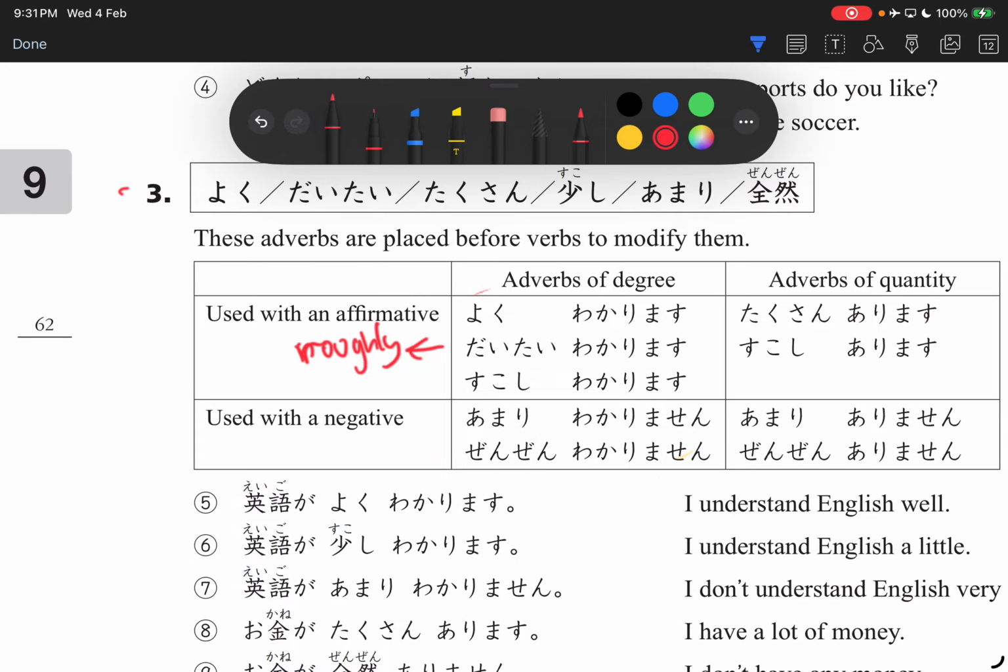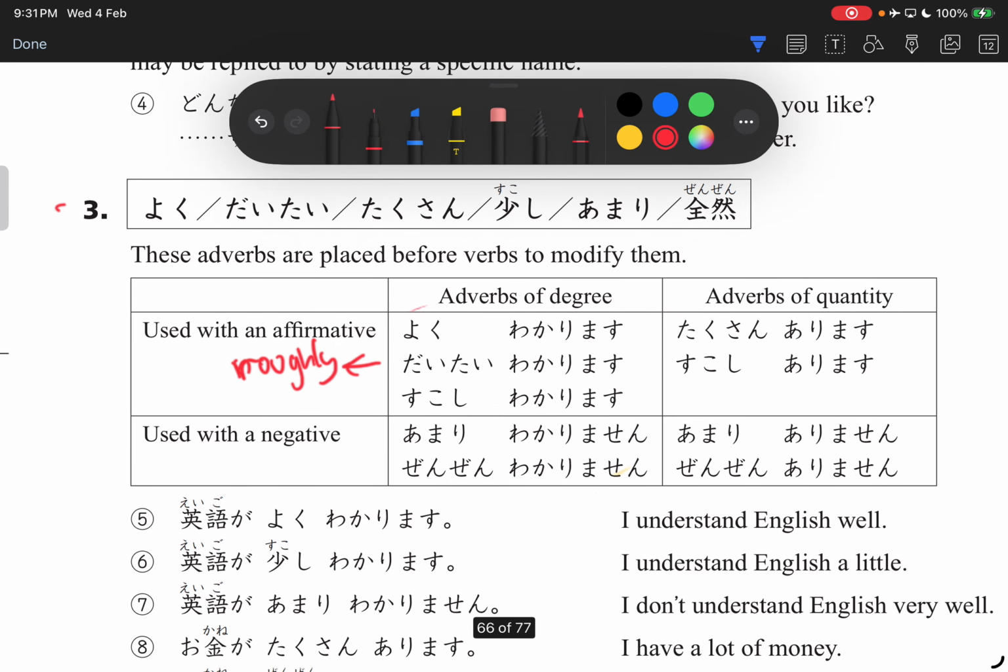So if you want to take a photo of this table, feel free to, to see which one can be used over here and which one over there. I can send this to the group as well. Okay? Roughly, can I say I roughly know how to speak a bit? 大体話す。大体わかります。日本語は大体わかります。So I understand Japanese roughly.